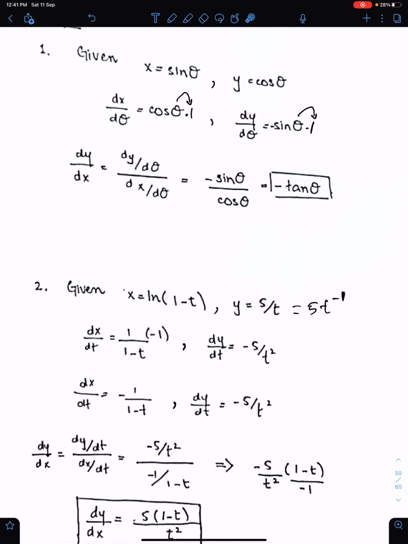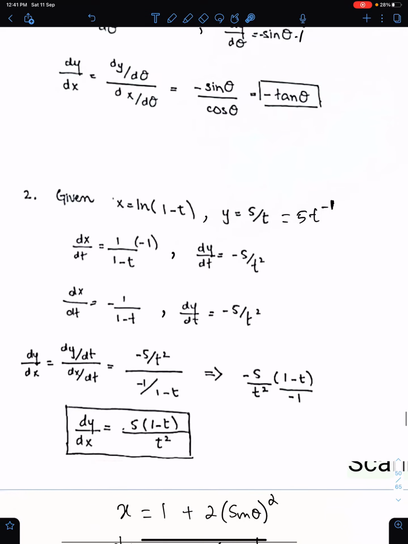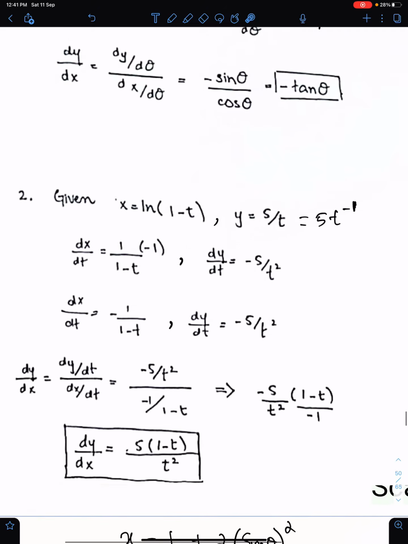Second example. x is equal to ln this and y is equal to this, and we need the expression of gradient. For that, we first need to differentiate x with respect to t. So when you will differentiate x with respect to t, you will get this thing: dx upon dt, 1 upon this, and the differential of this should be here. This is the simplified form of this.